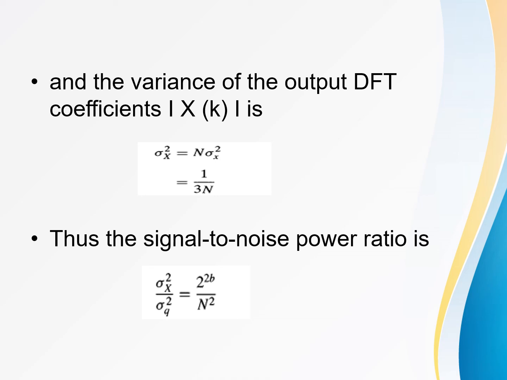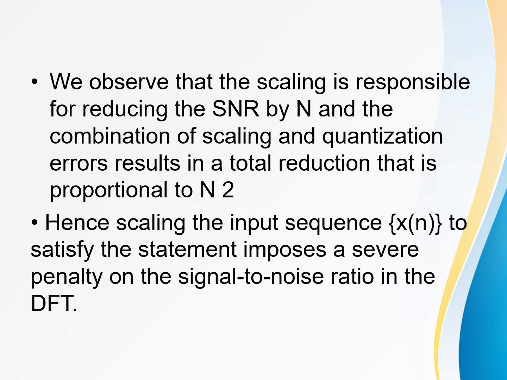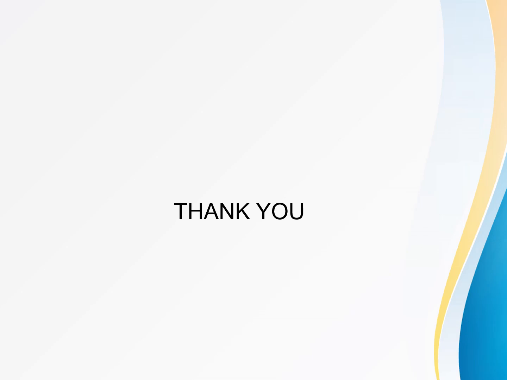Thus, the signal to noise power ratio is sigma_x square by sigma_q square, that is equal to 2 into 2 to the power 2b by N square. We observe that the scaling is responsible for reducing the SNR by N, and the combination of scaling and the quantization errors results in a total reduction that is proportional to N square. Hence, scaling the input sequence x of n to satisfy the statement imposes a severe penalty on the signal to noise ratio in the DFT. Thank you.